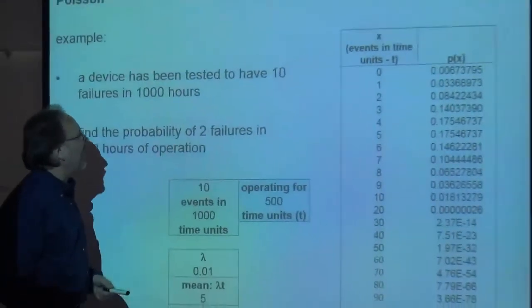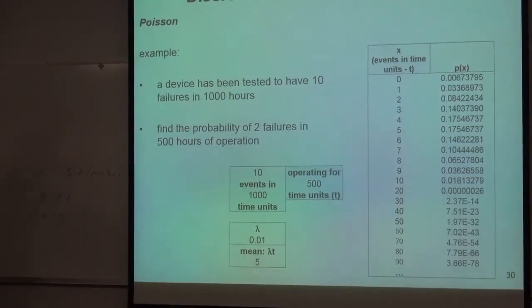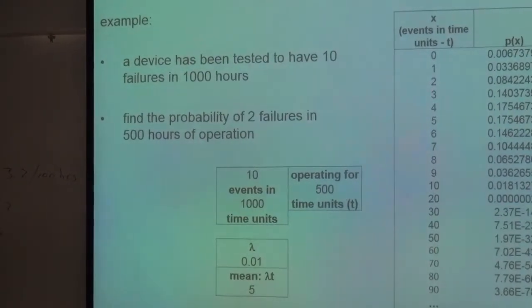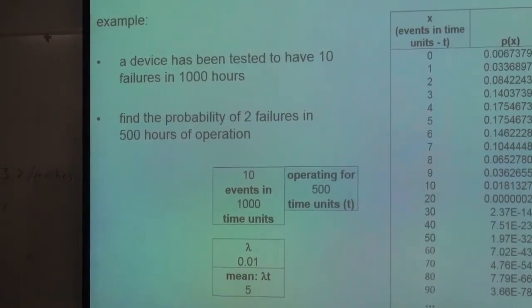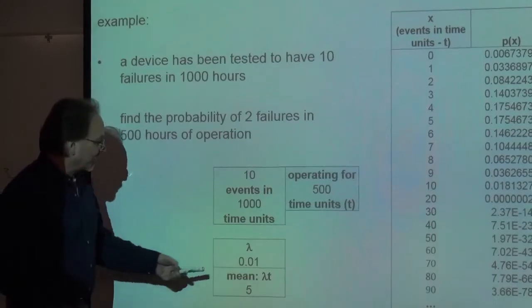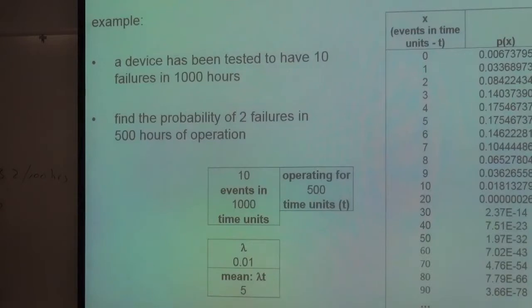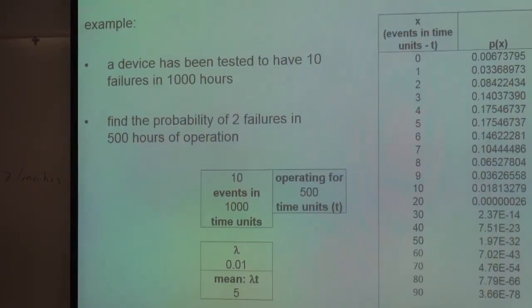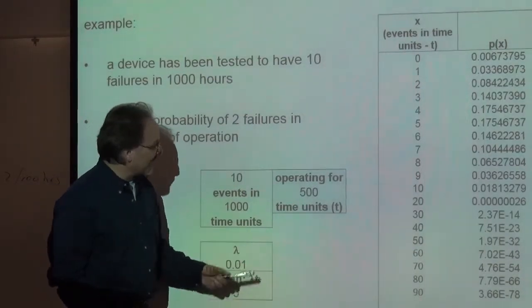So, let's look at our example here. Let's say that I observed 10 events in 1,000 time units. Doesn't matter: seconds, minutes, hours, days. But on the average, I observed 10 events in 1,000 time units. So my lambda is 0.01. Now I want to project into the future 500 of those time units, whatever they are. So that means that lambda t is 5. So lambda is 0.01, lambda t is 5.